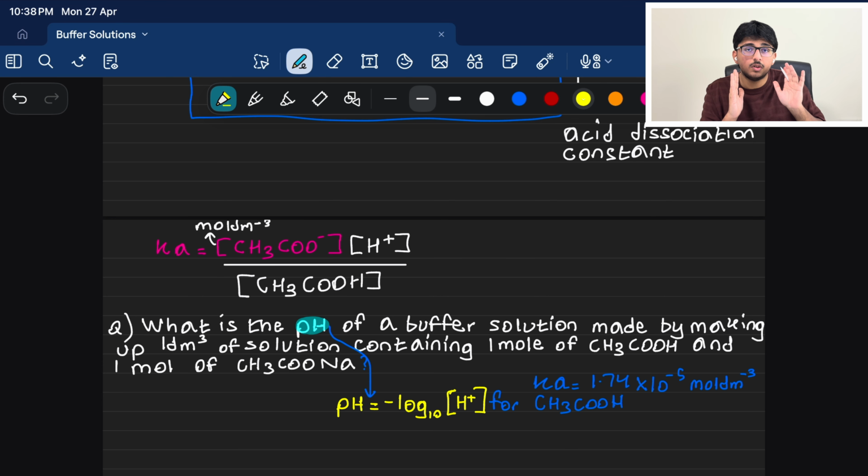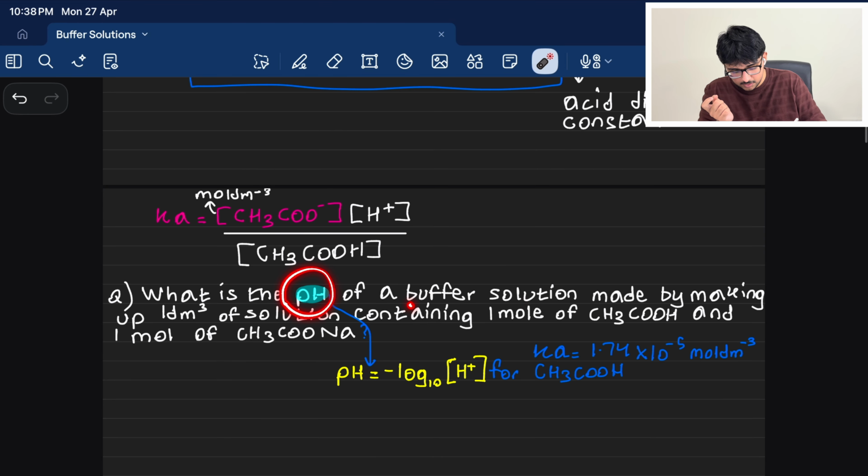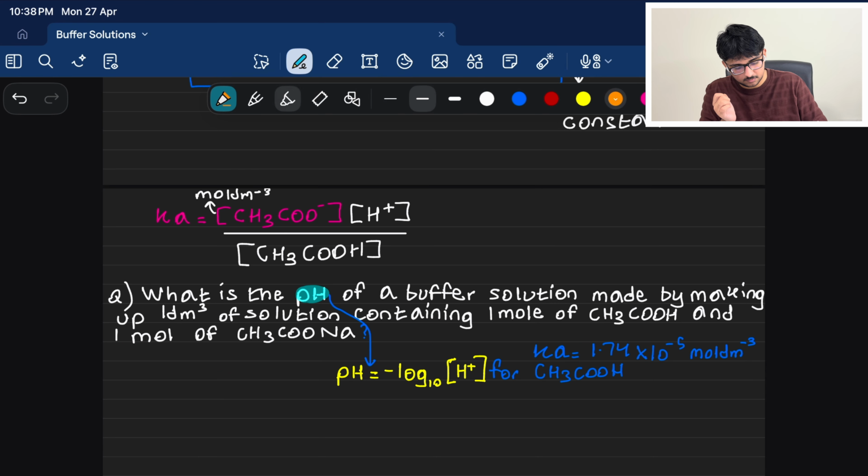This is the formula which you need to remember. This is the basics of this chapter. So pH equals minus log base 10 concentration of protons, or concentration of H plus ions. It's asking you the pH of a buffer solution which is made by making up 1 cubic decimeter of solution. So basically it's telling you that the total volume of the entire solution is 1 dm3, and it contains 1 mole of ethanoic acid and 1 mole of sodium ethanoate.